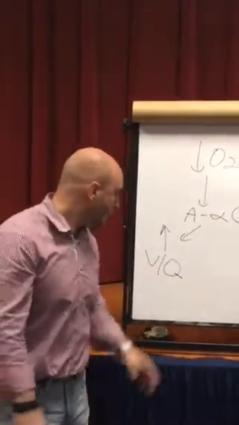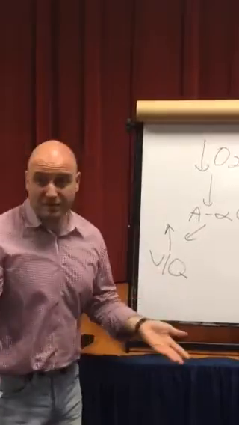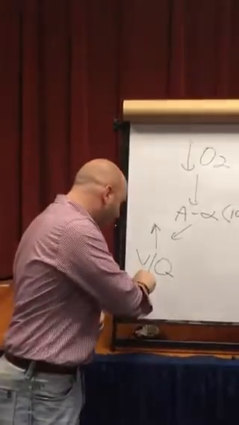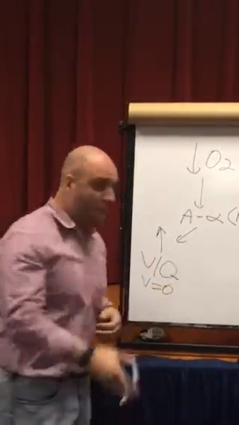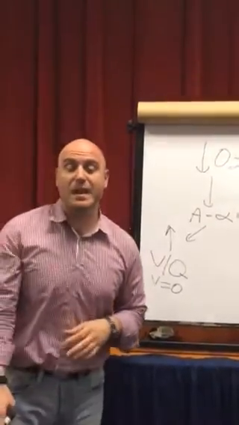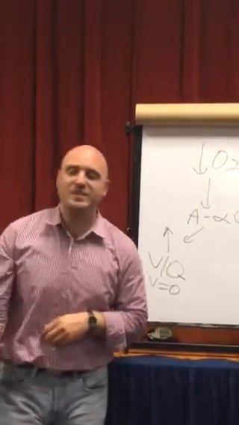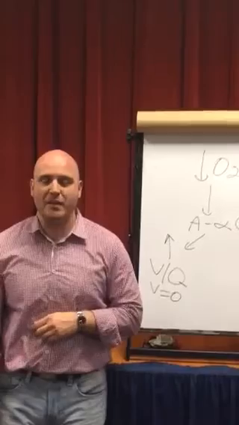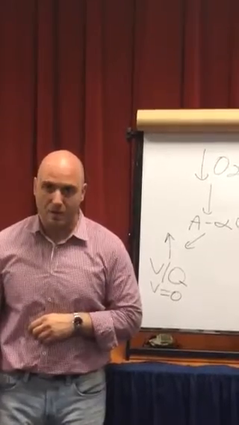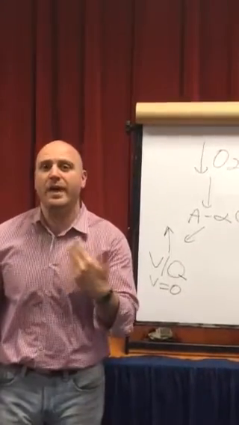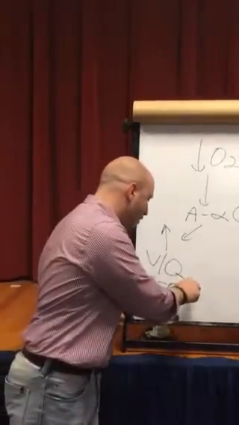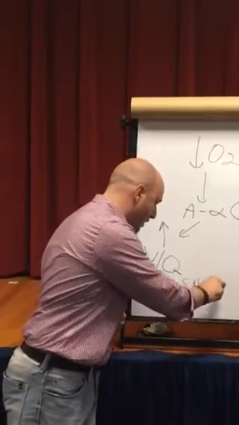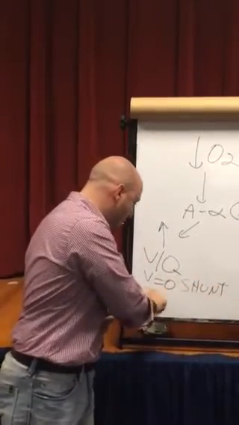Now, a little thing about the VQ ratio. If your V is equal to 0, if there is no ventilation to that part of the pulmonary segment, what's that called? Who remembers what's that called? If V is equal to 0, it is called a shunt. Now what about if Q is equal to 0?